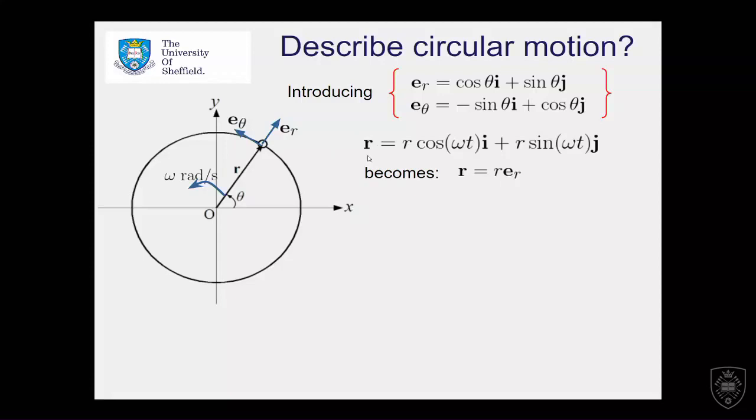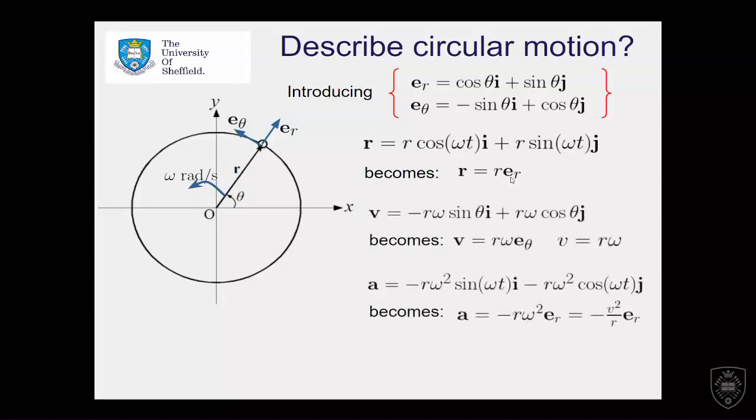So now let's write the vector r. Instead of writing it in i and j, we're going to write it in terms of e_r. If we remember, omega t is just theta. So we can rewrite this as r times cosine theta i plus sine theta j, right? And that is e_r. So r just becomes the length r times the vector e_r. We can do the same thing for the velocity and the acceleration, and it comes out really neat.